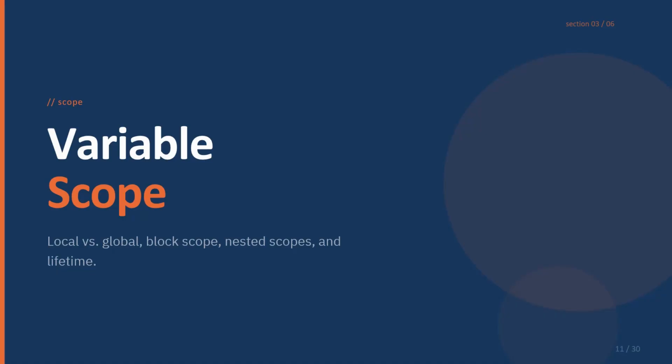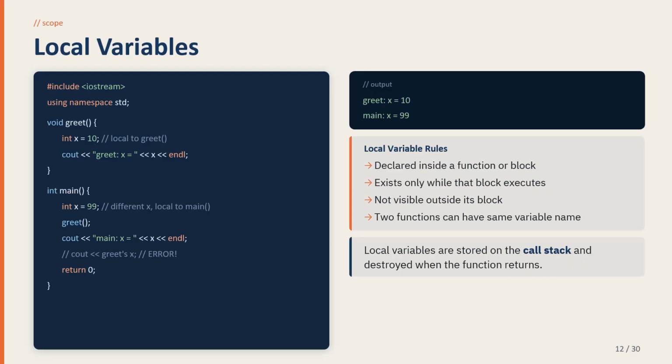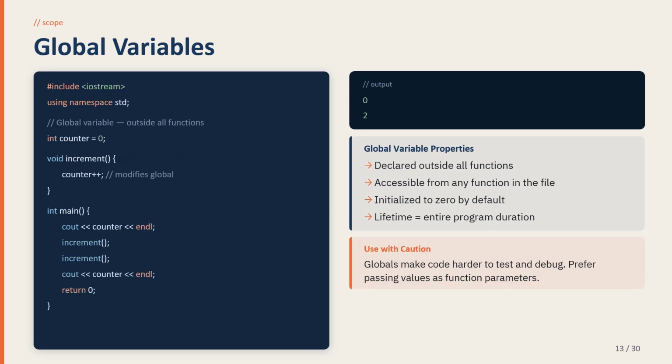Next comes variable scope. The scope of a variable can be local or global. Local variables are declared inside a function and exist only while the block executes, with no visibility outside the block. Next are global variables. These are declared outside all the functions and initialized to 0 by default. They are accessible from any function in the file.